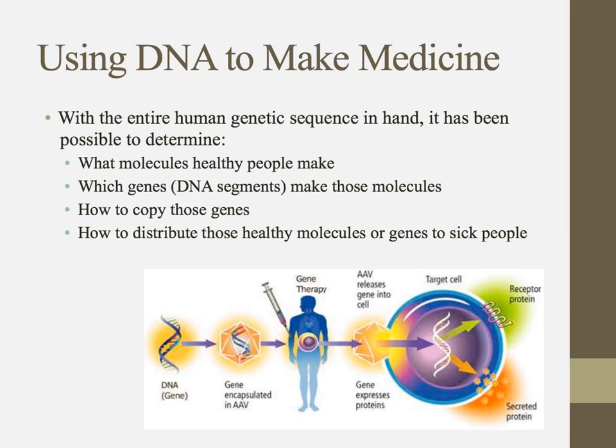And since we've been able to figure out those patterns of letters, there's been all kinds of new developments in the world of genetic technology. We've been able to figure out, okay, what kind of molecules do healthy people make? Which genes make those molecules? So we can identify the gene where hemoglobin is made from. We can identify the gene where blood type comes from. It's pretty cool. We can find those DNA segments. We can figure out how to copy those genes, and now we can even find a way to distribute healthy copies of those genes into humans that have defective copies and try to help alleviate symptoms of certain genetic or degenerative diseases.